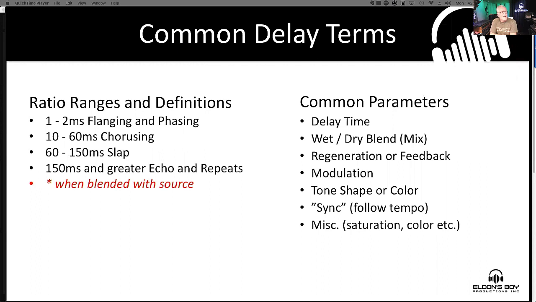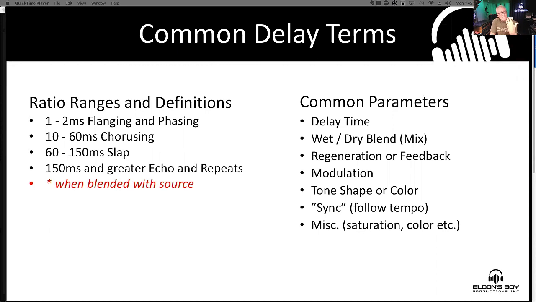So I'm going to guess this is what you might be talking about here. So we have a delay time, a wet-dry blend, regeneration or feedback, modulation. We can put modulation on the delay signal, tone shape or color, which is hinting toward equalization, sync.